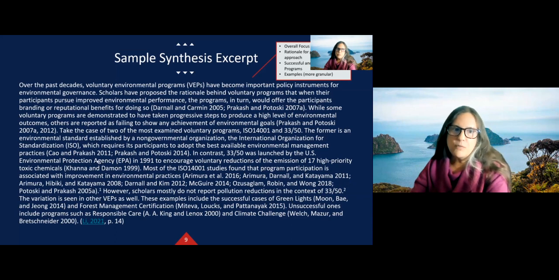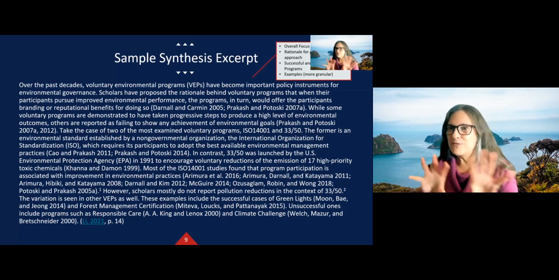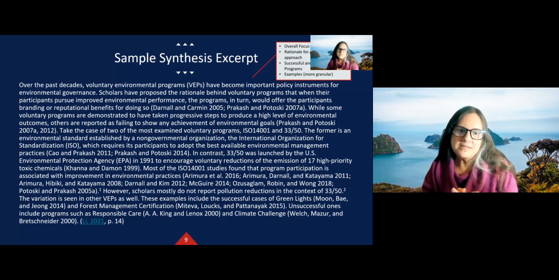What we're looking at is one passage from a literature review. In that passage, you're going to see several things going on. The first point here is the overall focus of that passage, I would say a theme maybe, or a point that they want to make. So here: over the past decades, voluntary environmental programs, or VEPs, have become important policy instruments for environmental governance. Now, I'm not claiming to know what I'm reading, but what we're focusing on is the structure. So this sets up the overall topic or one theme that the writer wants to talk about.